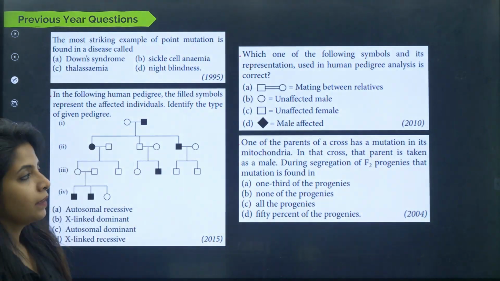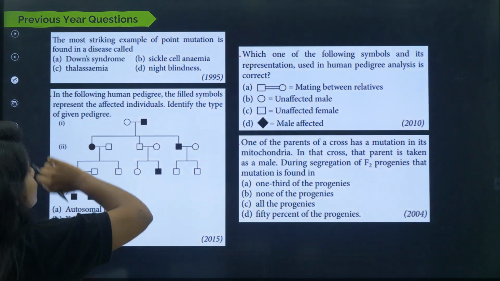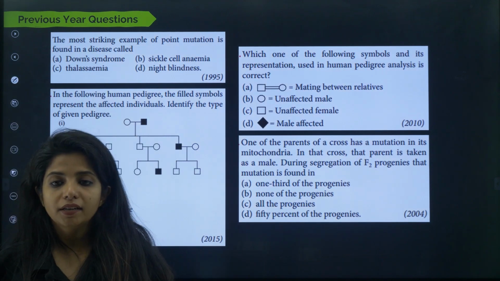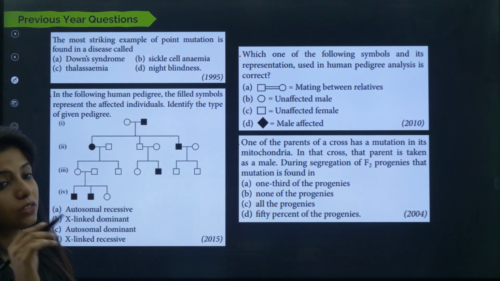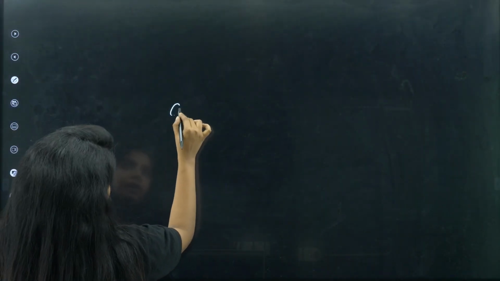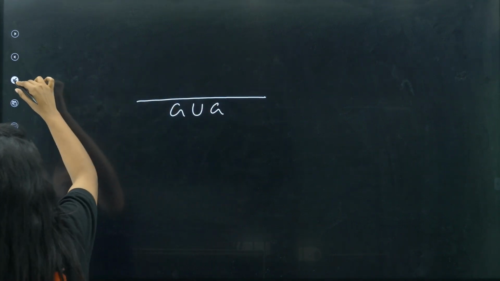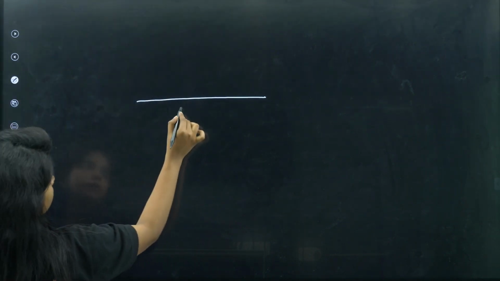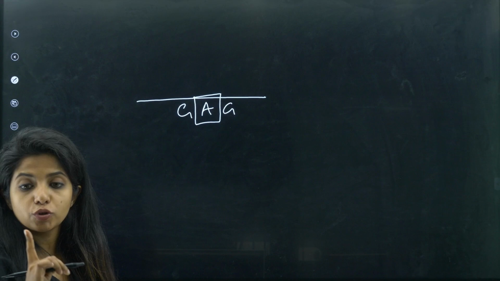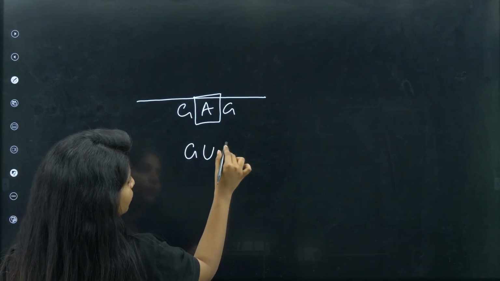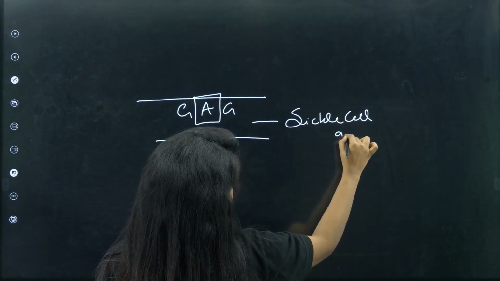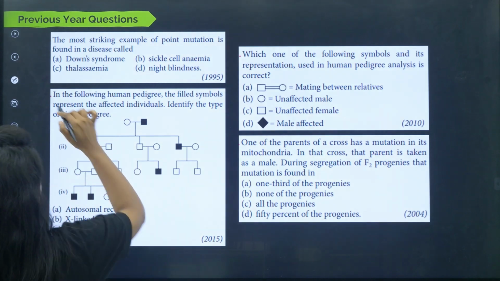Okay. Now, there are certain previous year questions that we need to solve. First question: the most striking example of point mutation is found in a disease known as Down syndrome, sickle cell anemia, thalassemia, night blindness. Now, I told you what you mean by point mutation. Basically, when there is a mutation in just one nitrogenous base, you call it point mutation, and this happens in the case of sickle cell anemia. So over here, what do we have as the answer?